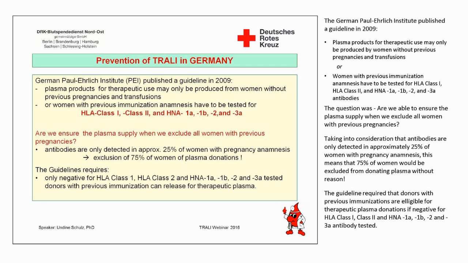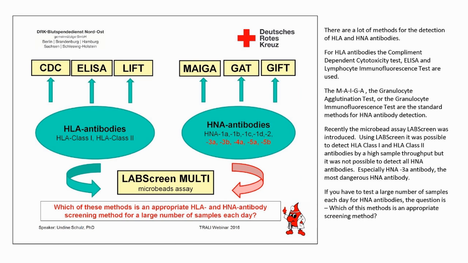The guideline requires that donors with previous immunization are eligible for therapeutic plasma donation if negative for HLA class 1, class 2, and HNA 1A, 1B, 2, and 3A antibody tested. There are a lot of methods for the detection of HLA and HNA antibodies. For HLA antibodies, the complement-dependent cytotoxicity test, the ELISA, or the lymphocyte immune fluorescence test are used. The MAIGA, the granulocyte agglutination test, or the granulocyte immune fluorescence test are the standard methods for HNA antibody detection.